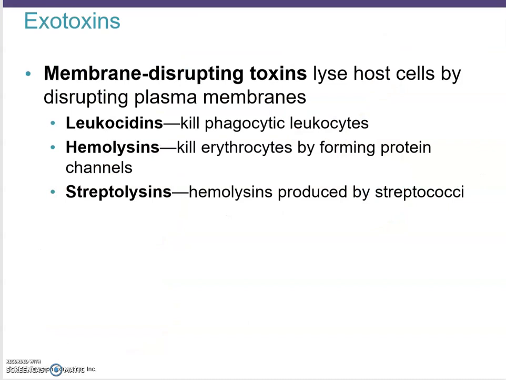Membrane disrupting toxins, those are also exotoxins. They just don't follow this AB pattern. They're a little bit different. They lyse host cells by disrupting plasma membranes. Here are some examples given. The leukocidins, they kill phagocytic leukocytes. Hemolysins, they kill erythrocytes by forming protein channels. And streptolysins, these are hemolysins produced by streptococci.